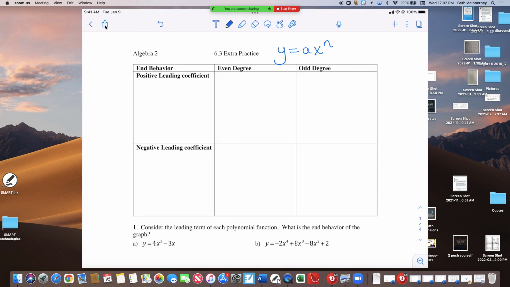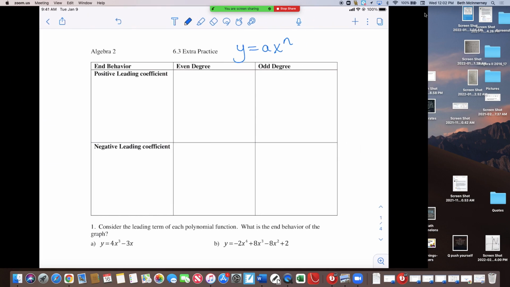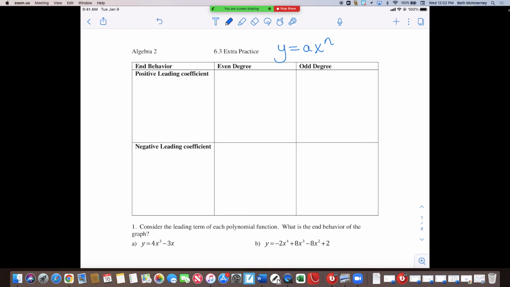All right, up at the tippy top, I want you to write this, where I have y equals ax to the n. So a is going to represent the coefficient, the number out front. The n is going to represent the degree. So if I have a positive leading coefficient and it's an even degree, here's what I want you to do. We're going to talk about end behavior because we have a generalization.